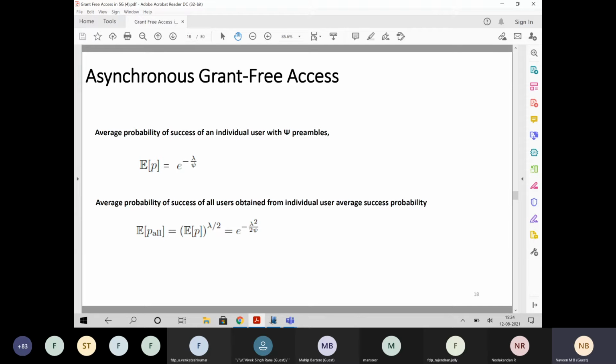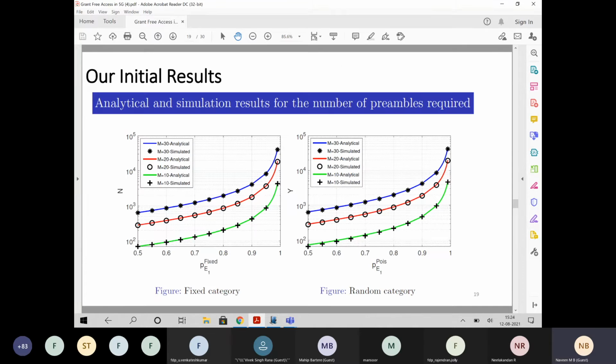So what we ended up doing, for a given grant-free system, is finding out, if all users have to be successful, the number of preambles you need given these many users are occupying the network. These are our results. As I make that probability higher, the number of preambles n that I need obviously increases, and look at the shape of the curve, it's increasing exponentially. Look at this small example: m is the number of users. This is the random case, and the left side one is the fixed number of users.